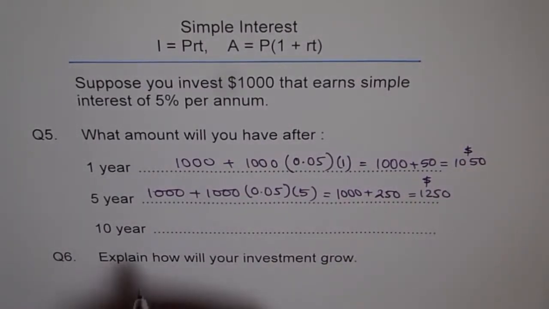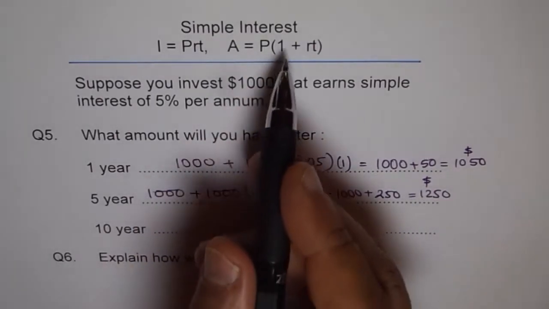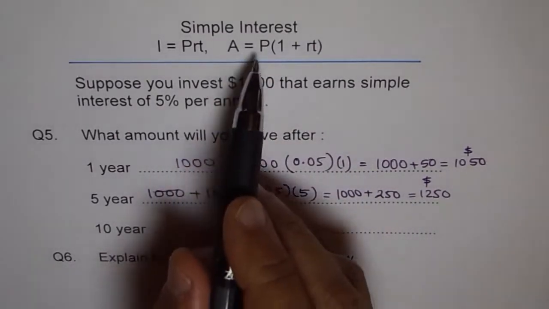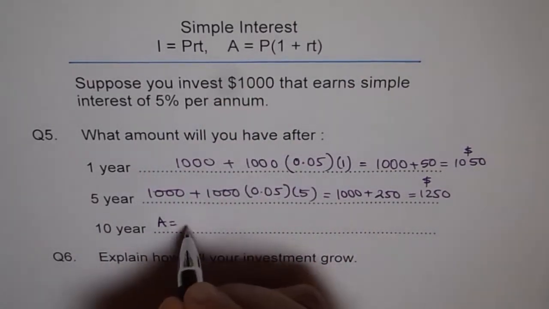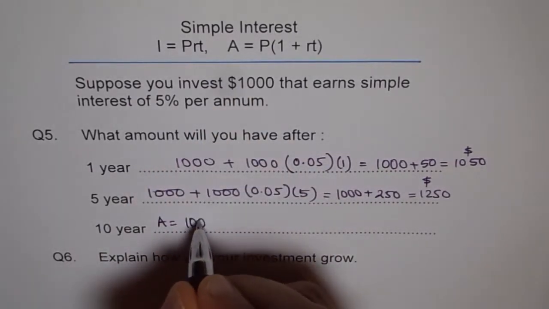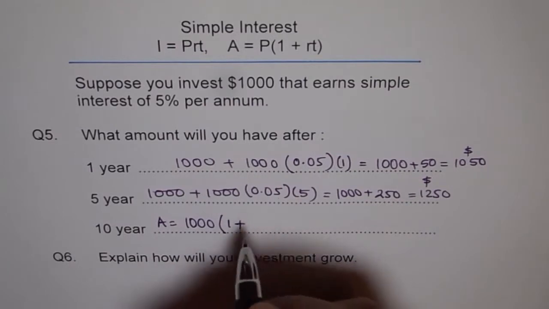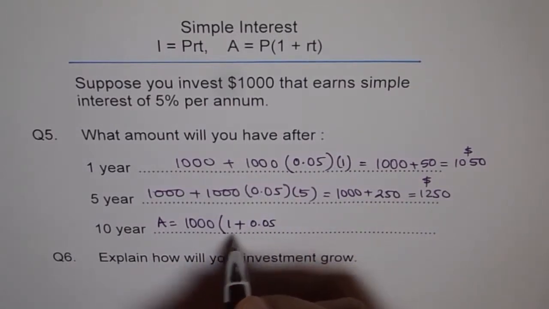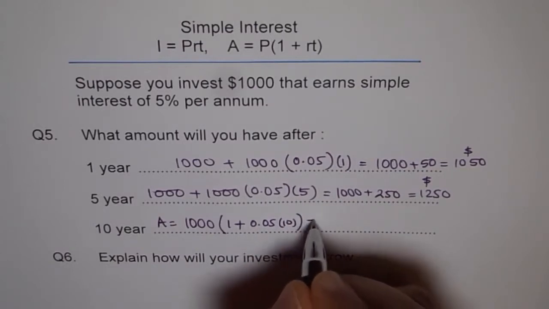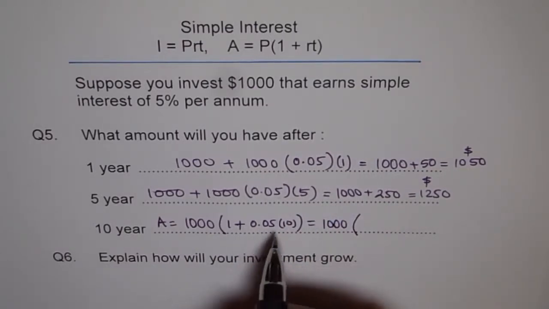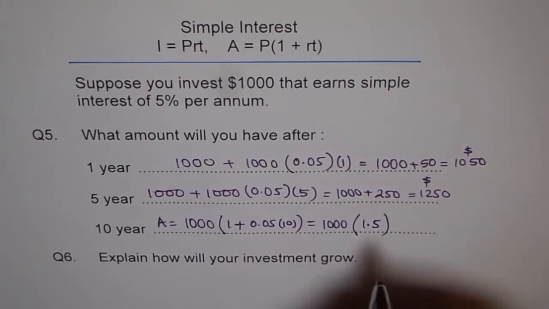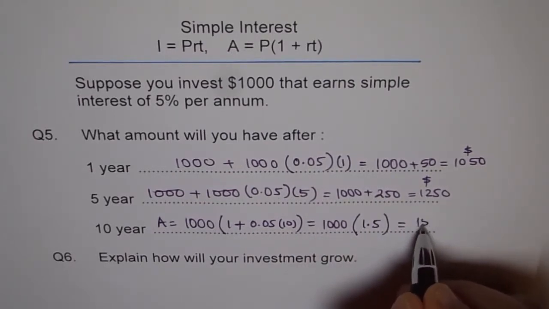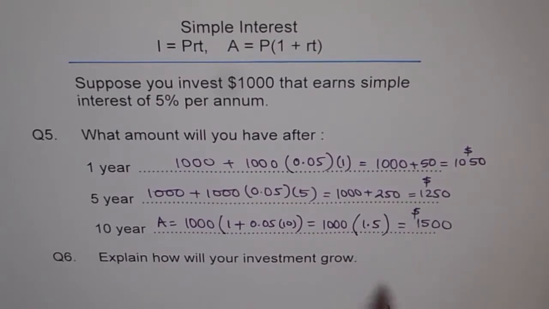After 10 years, we can use that formula directly. This time I'll use the formula the way it is written. So the amount A after 10 years equals the principal of 1,000 times 1 plus rate 0.05 times 10. That equals 1,000 times 1.5, because 10 times 0.05 is 0.5 and 1 plus that is 1.5. And 1.5 times 1,000 is $1,500. Do you see that? So you get $1,500.